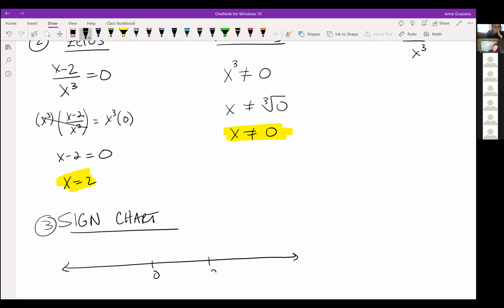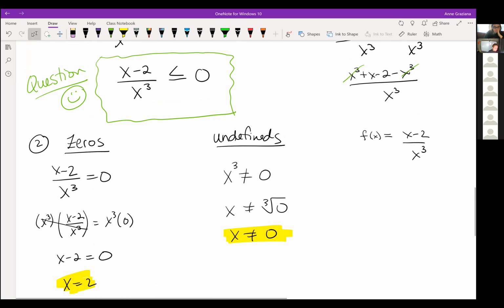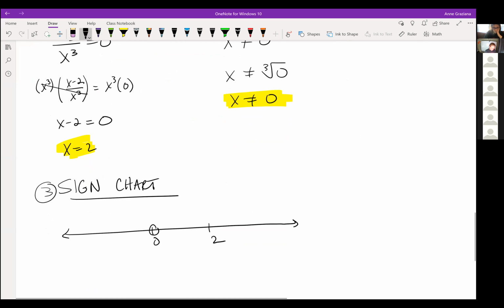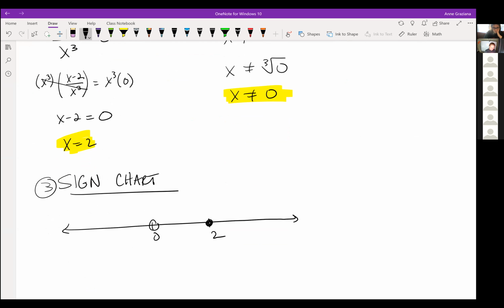0 and 2. And 0 cannot be included. Can 2 be included? Yes, because there's this equals here. Okay, so it's okay. It's okay to say 0 is less than or equal to 0. This is okay. We can include it.